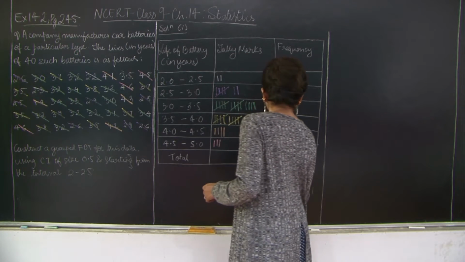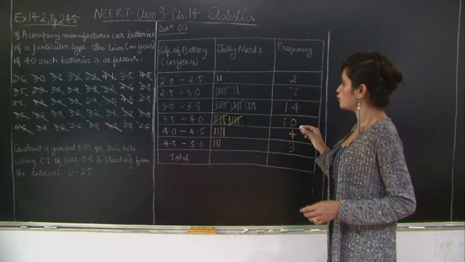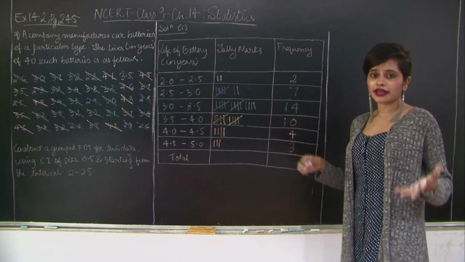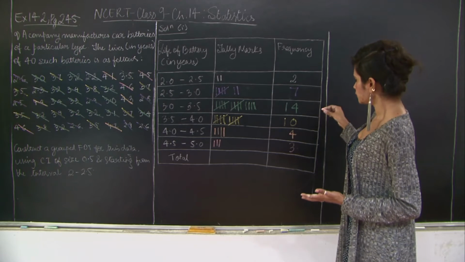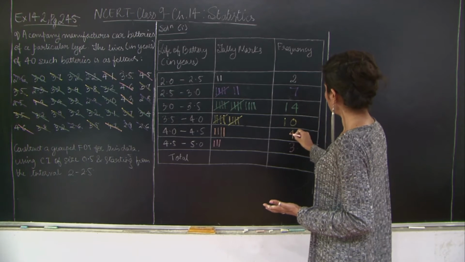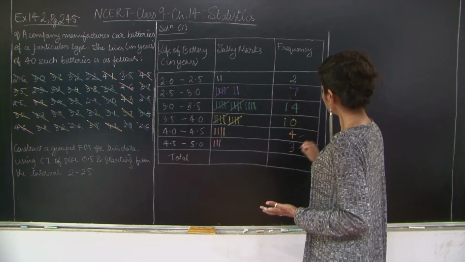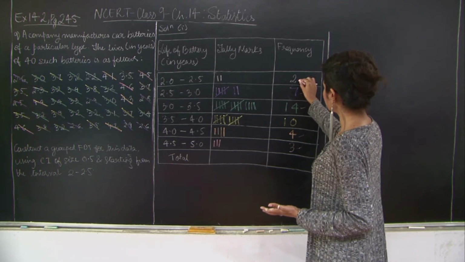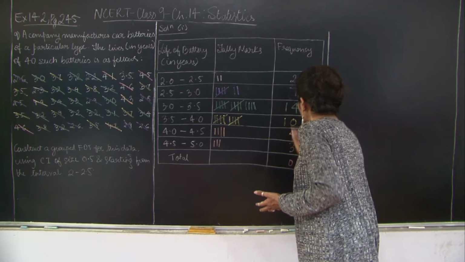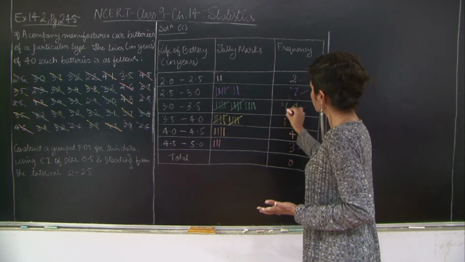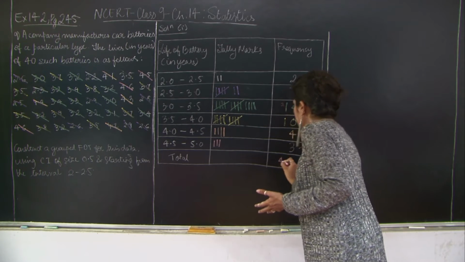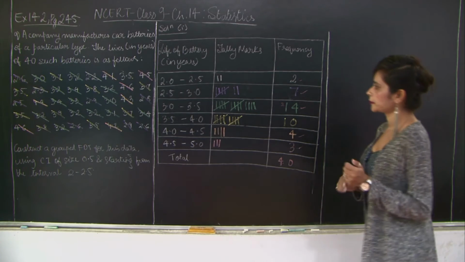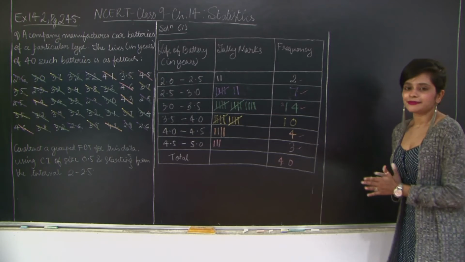So this is 3. Now the total should be equal to 40 because we have taken into account the observations of life of 40 batteries. So let's check. You have 7 plus 7, which is 14. 14 plus 4 is 18. Plus 2 is 20. So carry over 20. Then you have 10, 4 and 3. So this is the required grouped frequency distribution table. So please take a look.